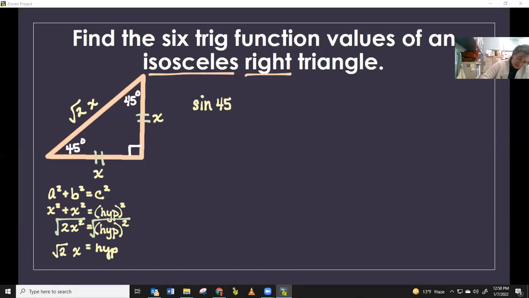So for the sine of 45 degrees, sine is opposite over hypotenuse. So what would my sine value be? Opposite over hypotenuse, what are we going to have?